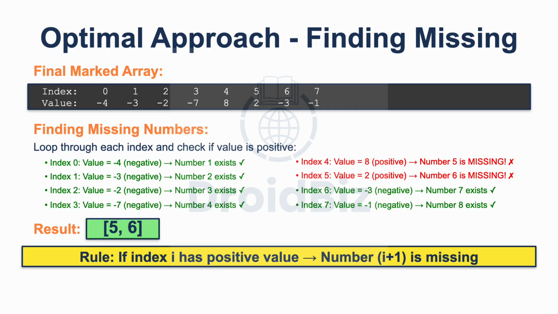Index 4 has value 8, which is positive. This means number 5 is missing. Index 5 has value 2, which is positive. This means number 6 is missing. So our result is 5 and 6. Remember the rule: if index I has a positive value, then number I plus 1 is missing. This is how we identify the missing numbers.